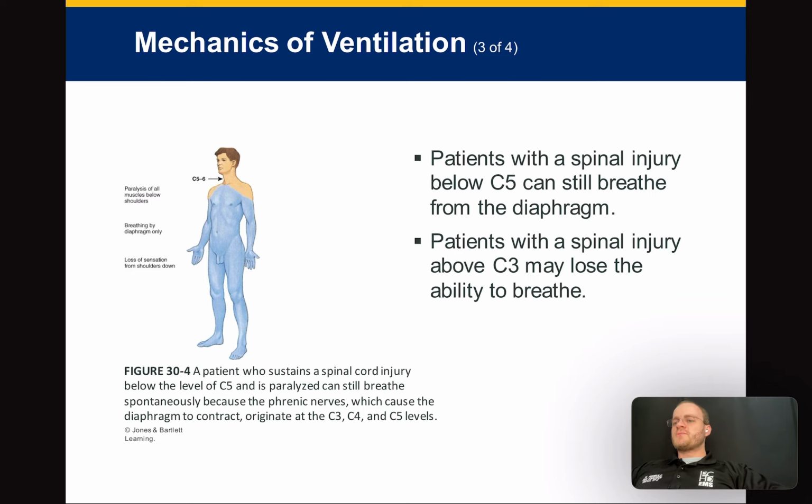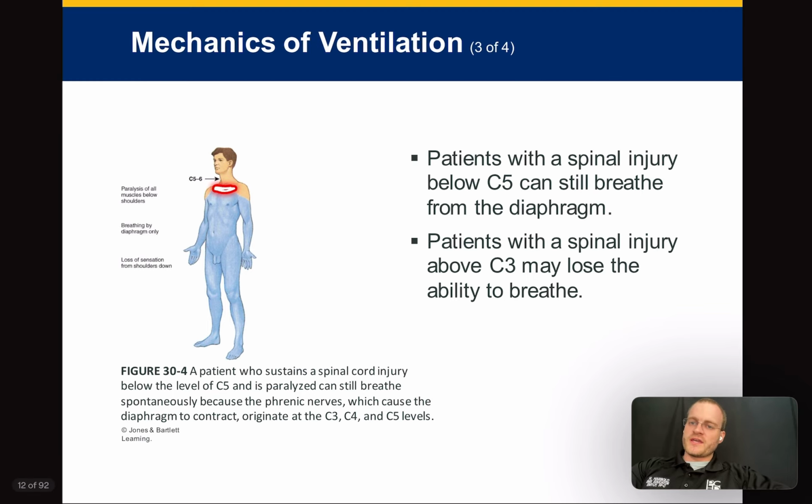So patients with spinal injury below C5 can still breathe from the diaphragm. Let's imagine someone is injured at C5. They snap their neck at the C5, right? Motorcycle accident. What do we call that? It's a complete transection. What do we call that? Quadriplegia. Around the L5-S1 area, or maybe it's L1, I don't remember, it's paraplegia.